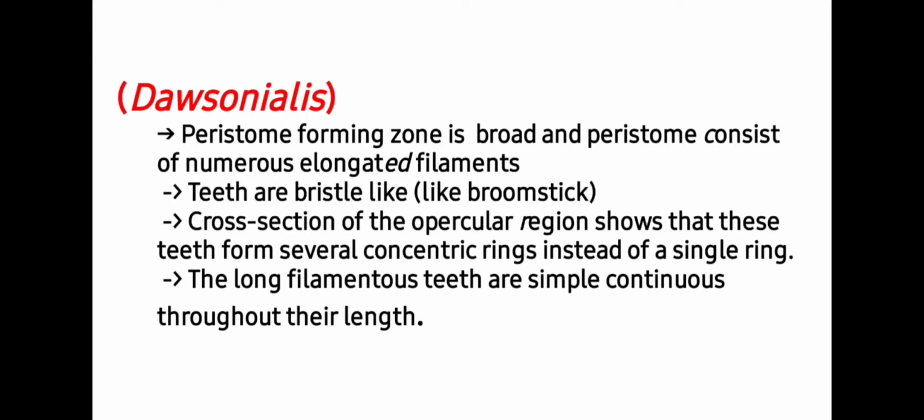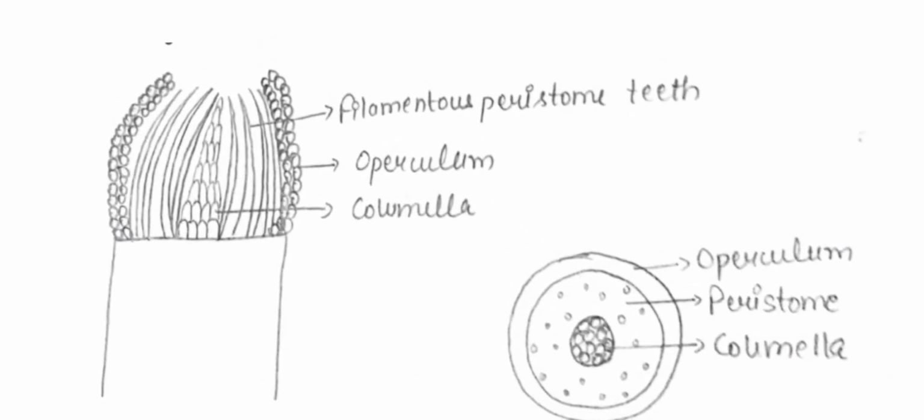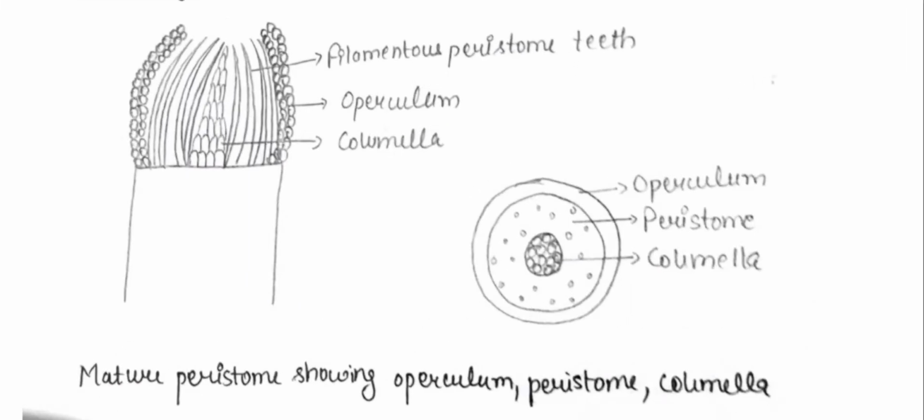Next is Dawsoniales. The peristome forming zone is broad, and the peristome in this type consists of numerous elongated filaments. Teeth are bristle-like or broomstick-like. A cross section of the opercular region shows that these teeth form several concentric rings instead of a single ring. The long filamentous teeth are simple, continuous throughout their length. So you can see that they are bristle-like and they form many rings.